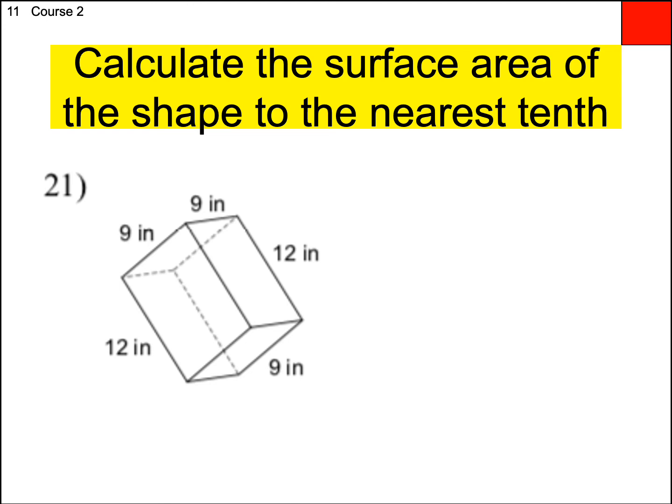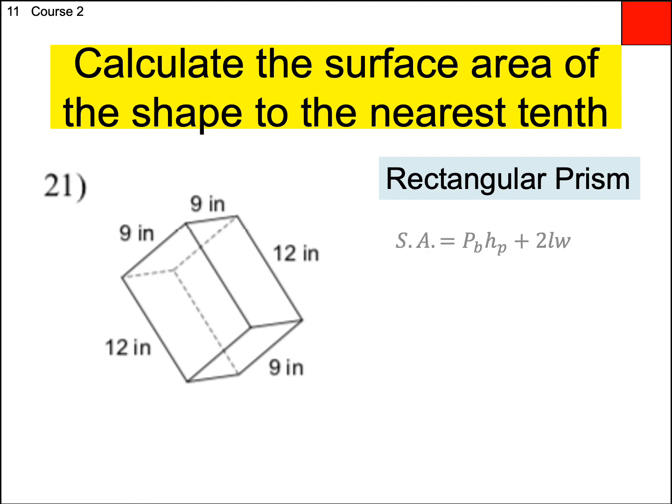Okay, so let's see. This is a rectangular prism. Notice all the sides are rectangles. In fact, all the sides are rectangles, not just the side. So rectangular prism. Let's see. The formula for surface area is the perimeter of one of the bases times the height of the prism plus 2 times the length and the width of that base.